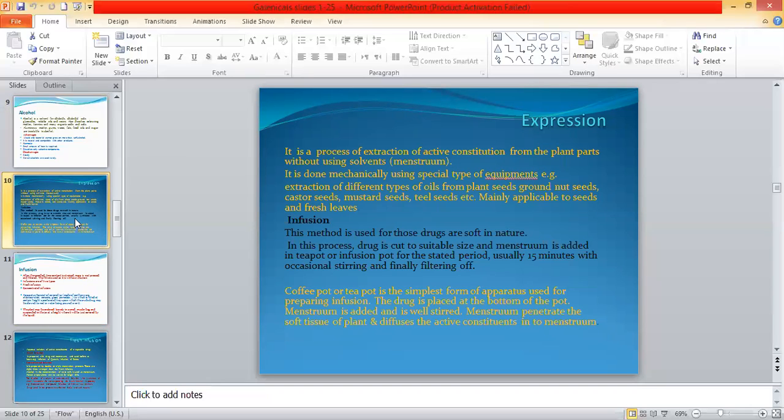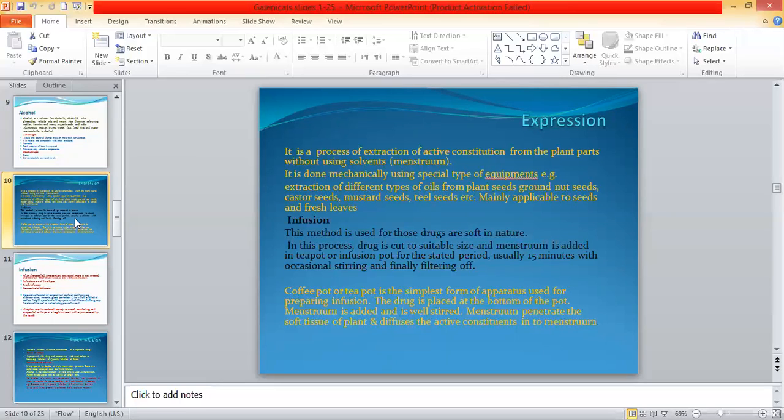Expression is a process of extraction of active constituents from the plant parts without using solvent menstruum, which means it is done mechanically with the help of equipment. For example, extraction of oils from plant seeds like groundnut seeds, castor seeds, mustard seeds, and til seeds are applicable to the process of expression. It is applicable to seeds and fresh leaves.